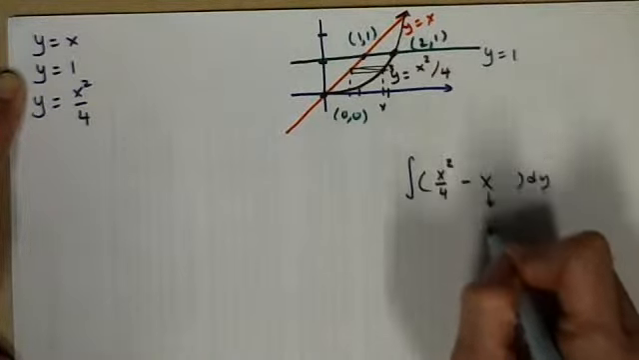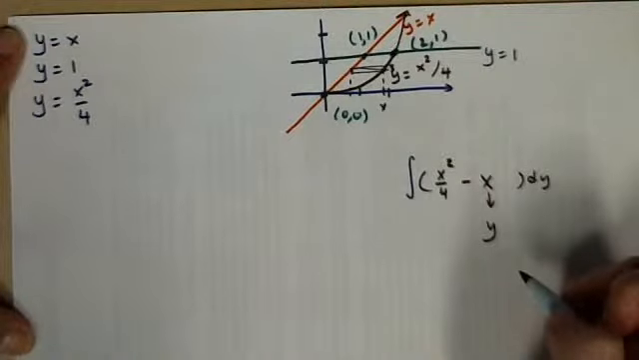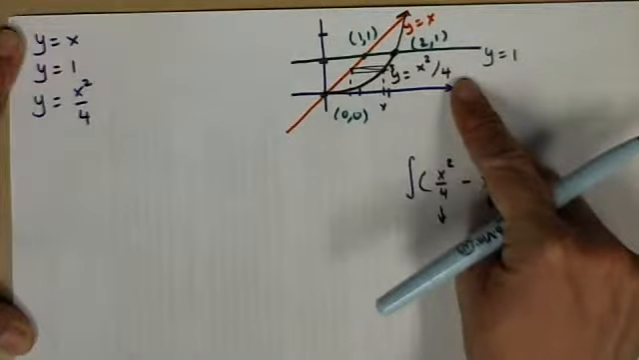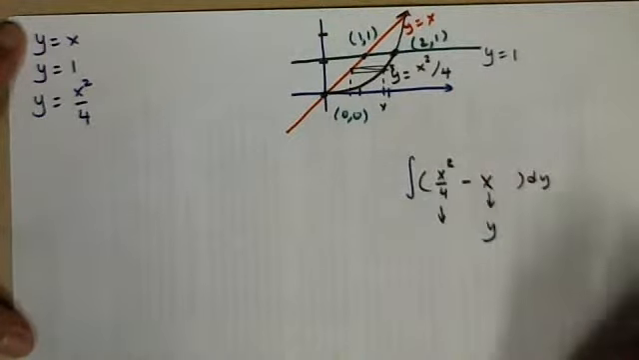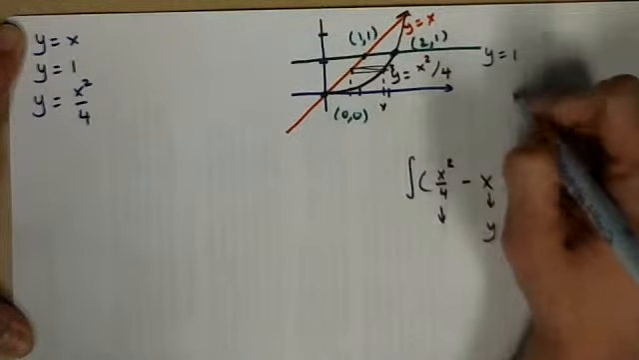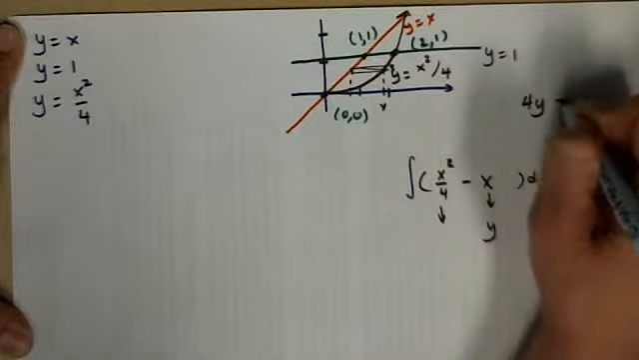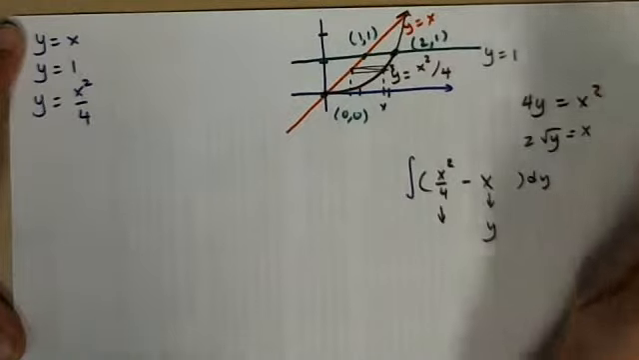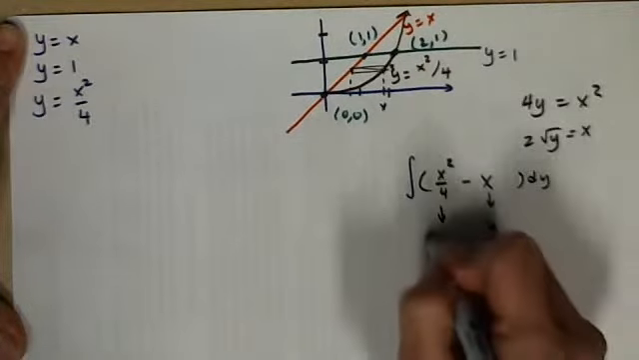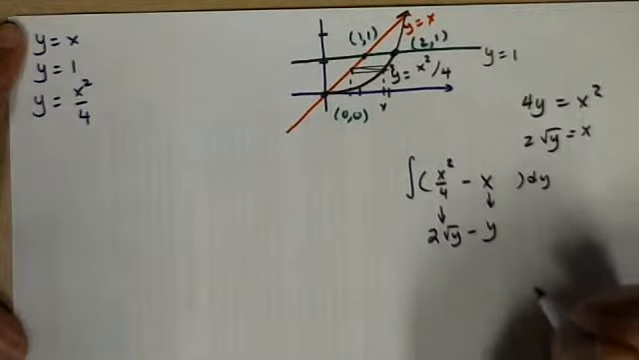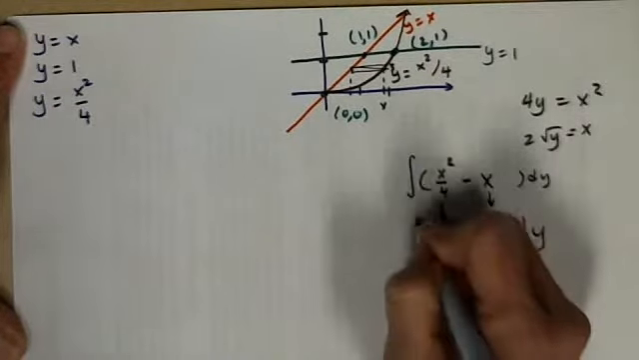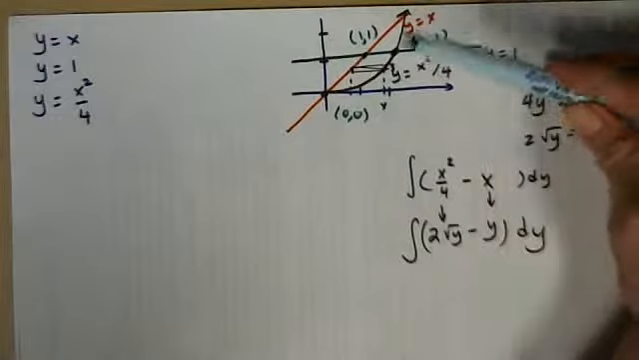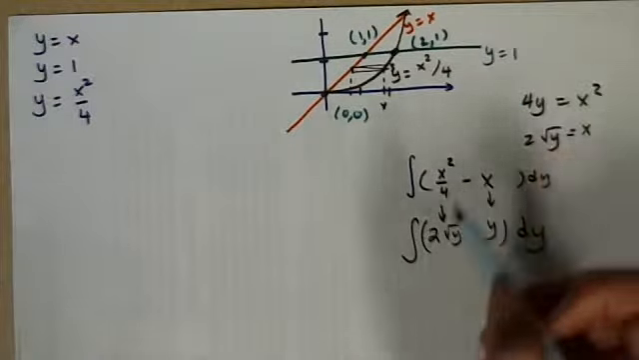This was easy enough for the line y equals x, because the x's and the y's are the same. For the first one, though, I had to go back and solve y equals x squared over 4 for x. 4y equals x squared, so x is 2 radical y. I know plus or minus, but we're in the first quadrant, so just the plus. So I have 2 radical y minus y dy, as y goes from 0 up to where y equals 1.